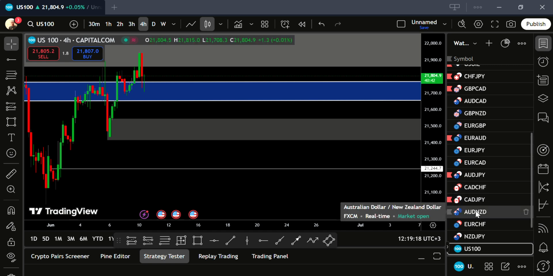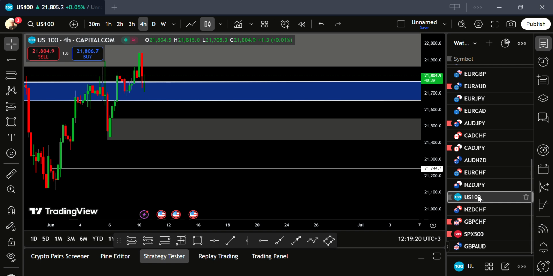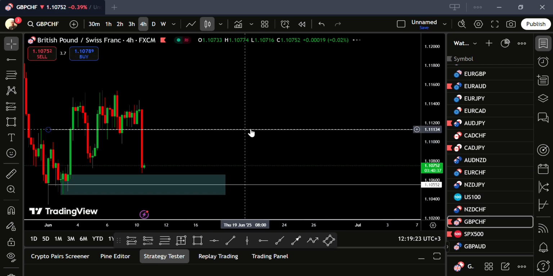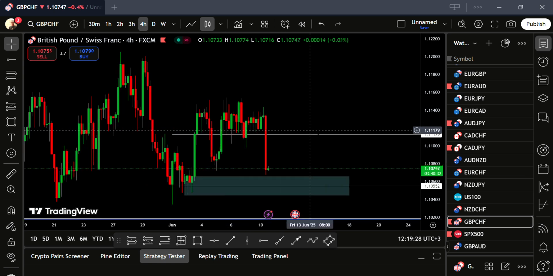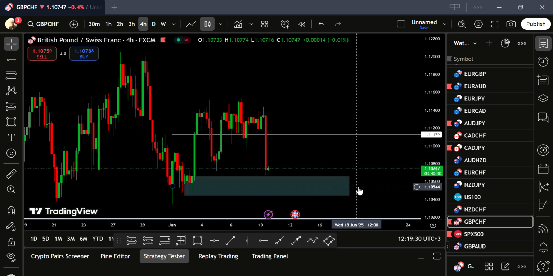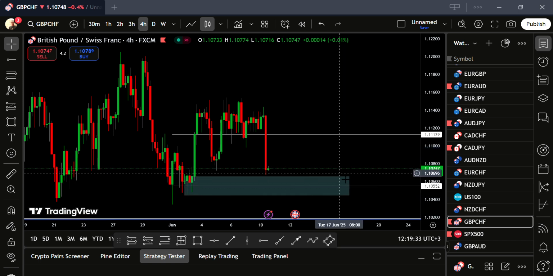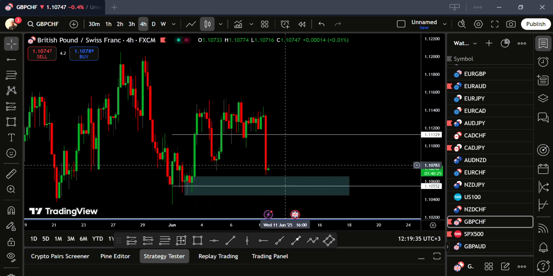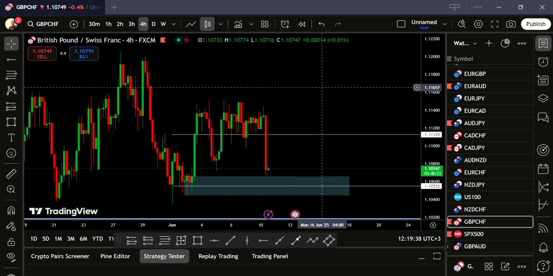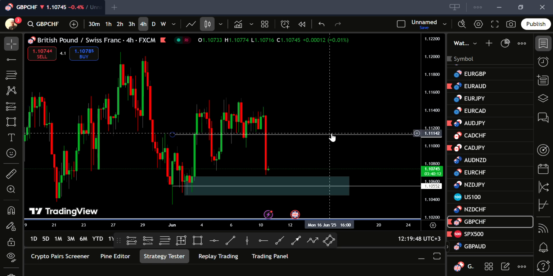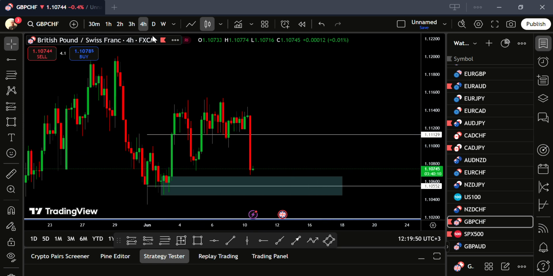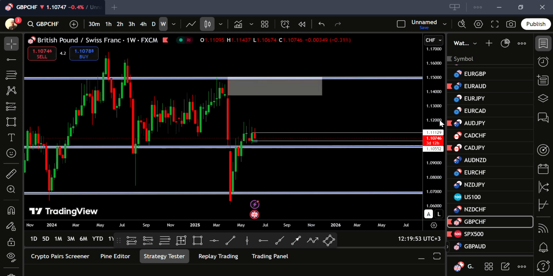Which one can I choose? Let me choose this one. Oh wait, this one almost. You see my zones that I put there? This one almost tapped me in, but now it is going up. Wow, this kind of accident is the one I don't like. So let's just quickly go through this pair and see what has happened.